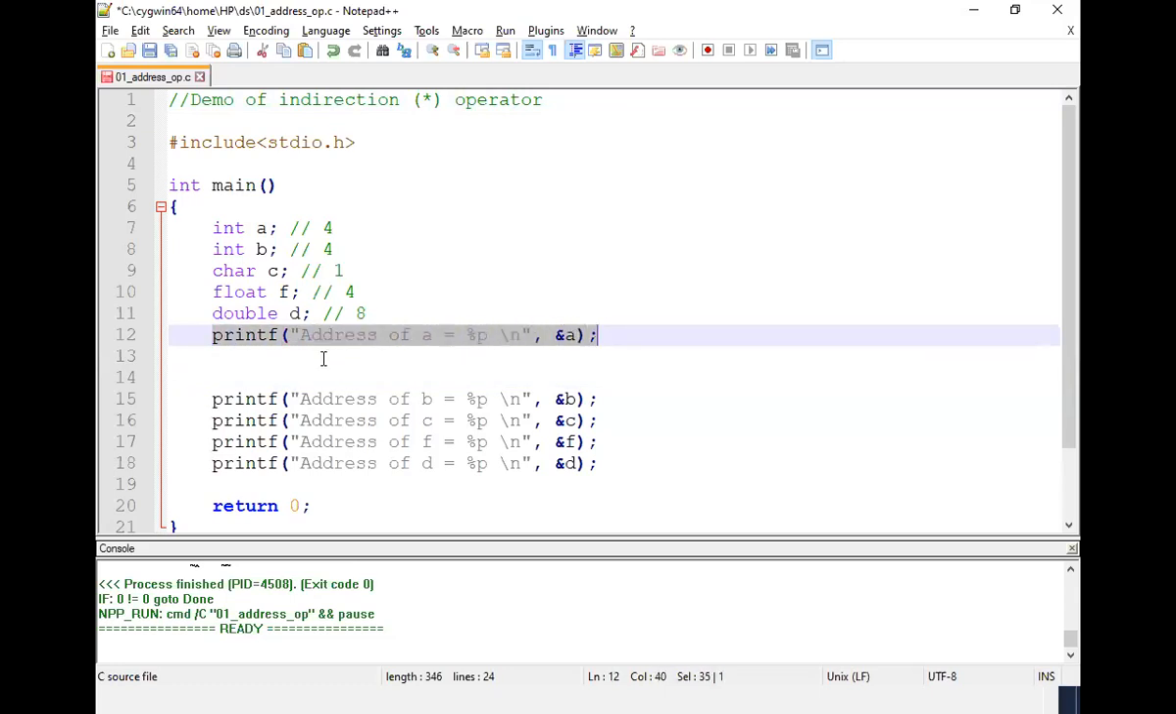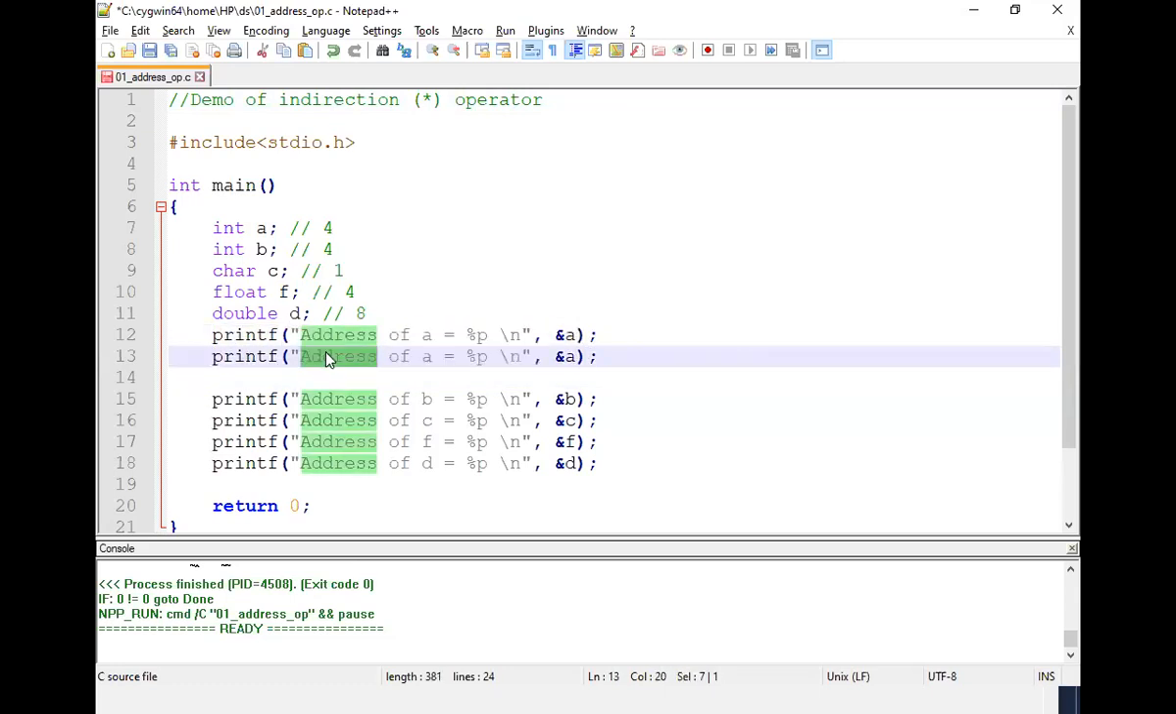This is the address. Let me write another statement here. Value stored at address of A. How can I retrieve it? I can retrieve it using the star operator, or asterisk operator. The convention is that it requires a memory location or a memory address. Now, this is giving the memory address, isn't it? When I write ampersand A, it gives me a memory address.